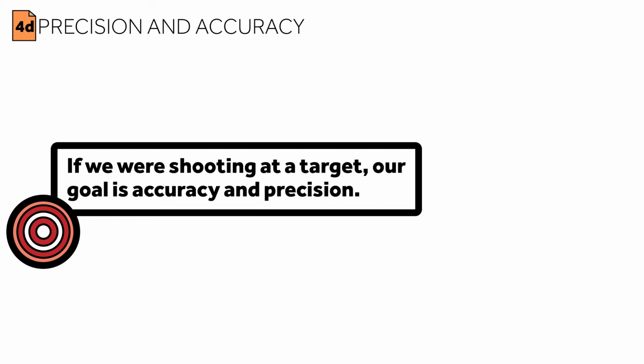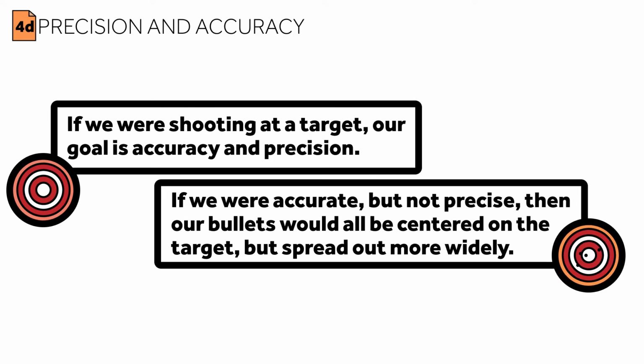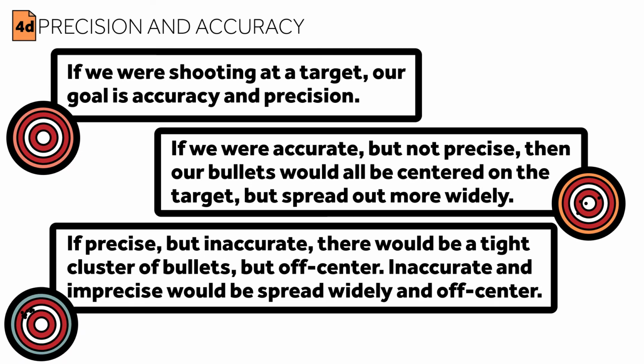Let's start with a classic example, the bullseye. If we're shooting at a target, our goal is accuracy and precision. That will result in all our shots being close together and near the center. If we were accurate but not precise, then our bullets would all be centered on the target but perhaps spread out more widely. Precise but inaccurate would be a tight cluster of bullets but off-center. And inaccurate and imprecise would be spread widely and off-center.